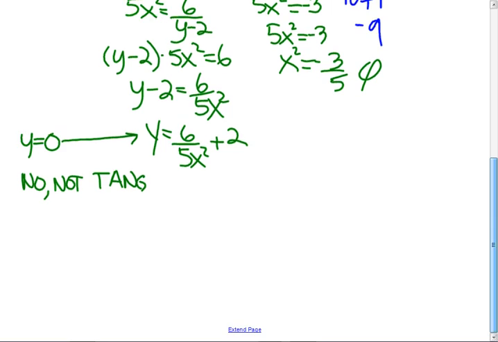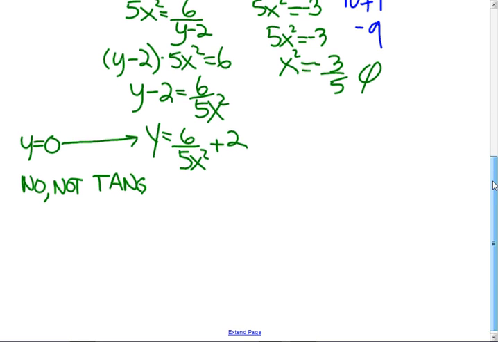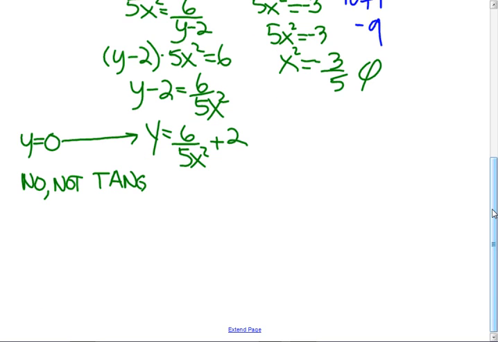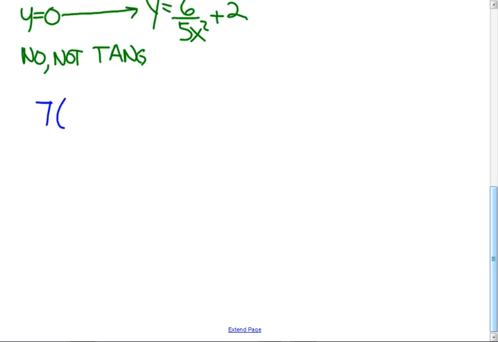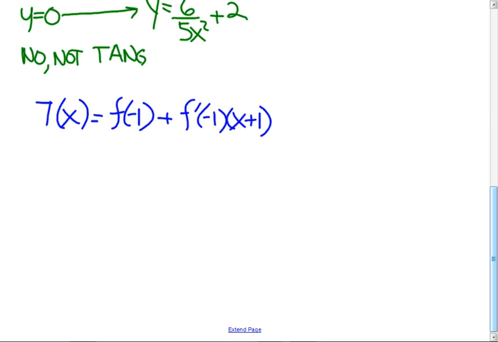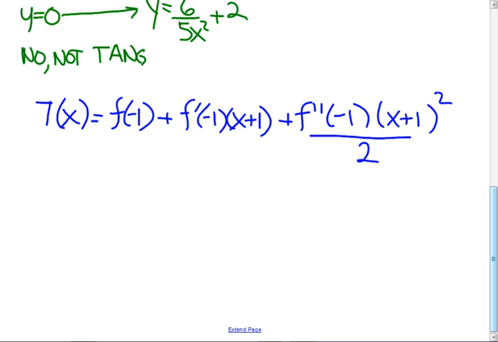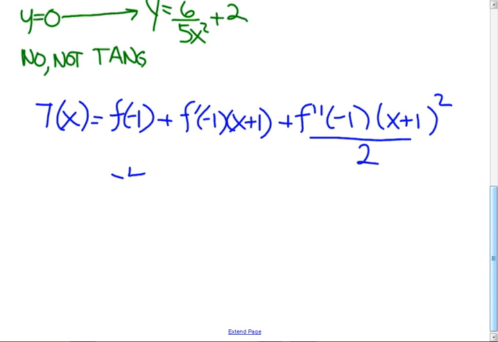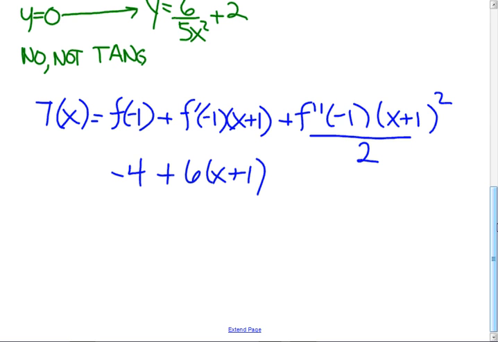Okay, how about the Taylor polynomial? I want second degree. And it's around what? Negative 1. So it's going to be equal to f of negative 1 plus f prime of negative 1 times (x plus 1) plus f double prime of negative 1, and it's (x plus 1) squared all over 2. What's f of negative 1? That was negative 4. This was 6. f double prime was negative 9, right? So it's negative 9 halves (x plus 1) squared.